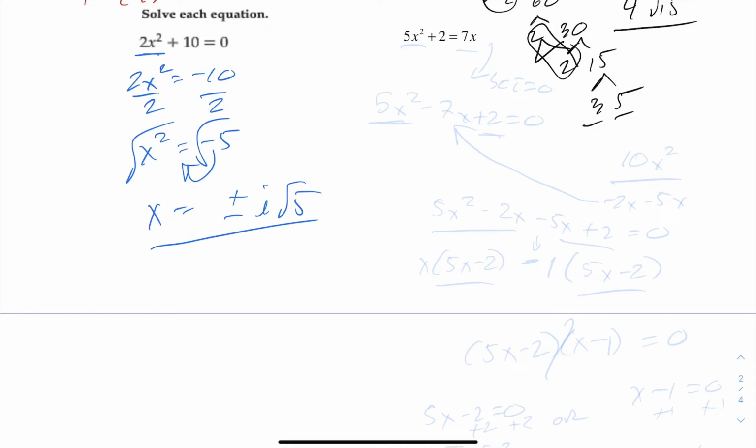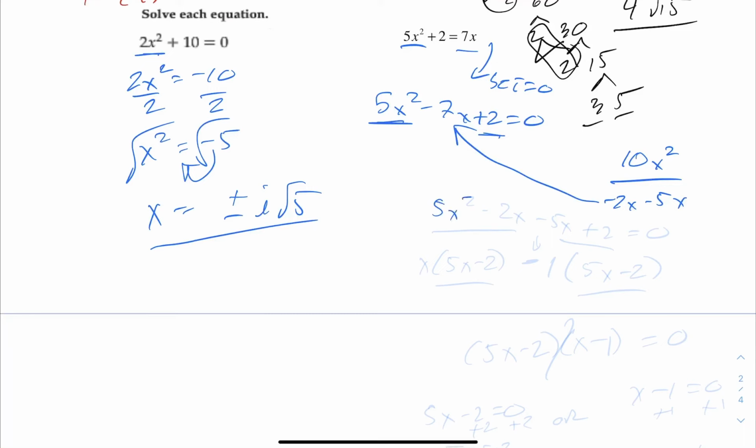The next one has 2 x's. So you can't solve for an x, you just gotta set equal to 0. So subtract 7x from both sides, I get 5x squared minus 7x plus 2 equals 0. So now I'm going to factor it. Multiply those together, you get 10x squared. I need two things to multiply to get 10x squared, but add to get -7x. That's -2x and -5x. Plug that in for the middle.